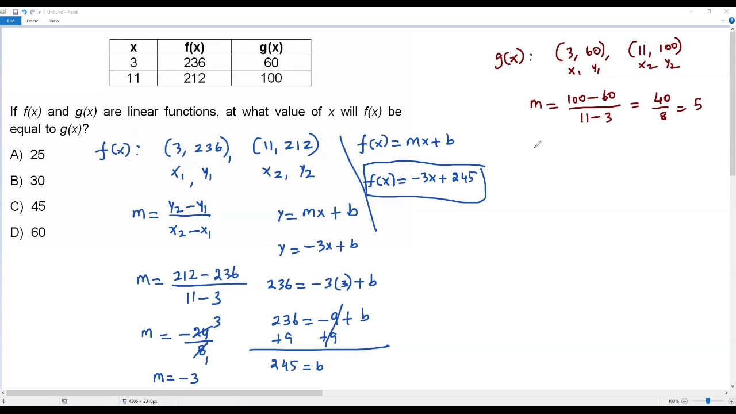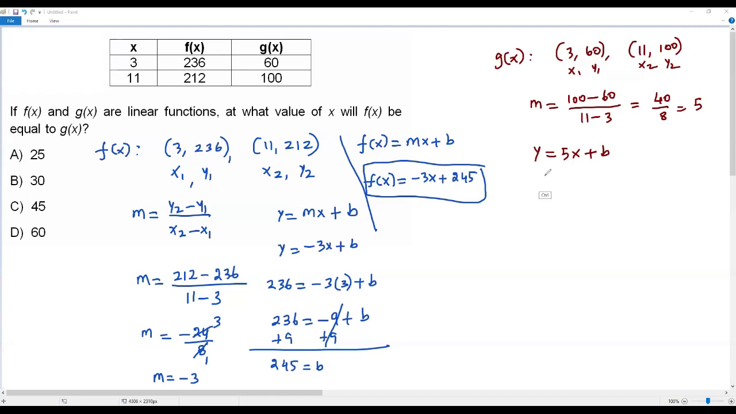We can write it in slope-intercept form, that is y equals mx plus b. So for m we can plug in 5, then we get 5x plus b. Still, we have to get the y-coordinate of the y-intercept b. For that we can use one of the 2 points we have over here. Let me use the first point, so I have to plug in this x-coordinate 3 for x over here and y-coordinate 60 for y over here.